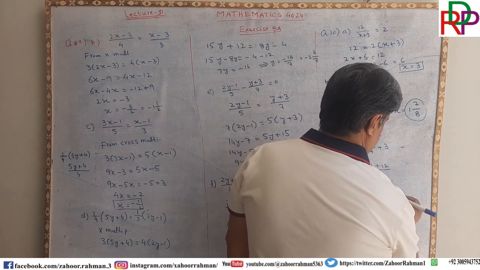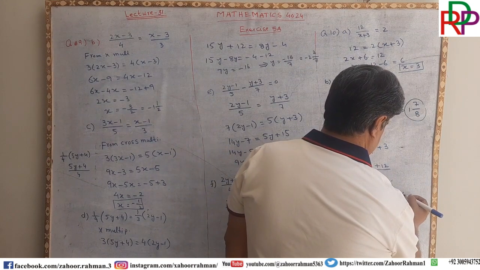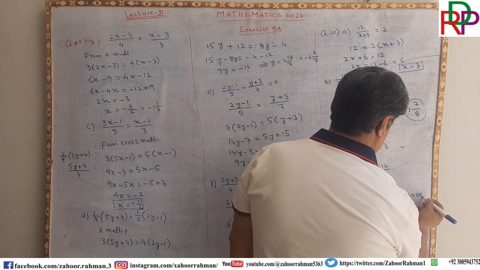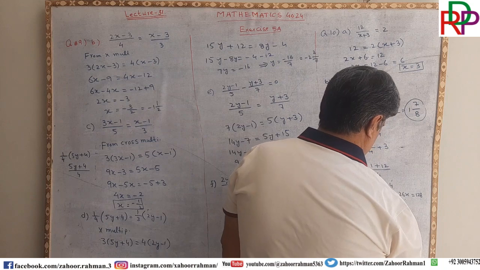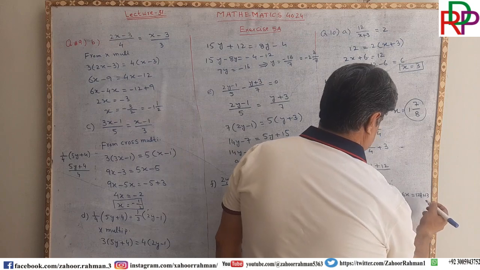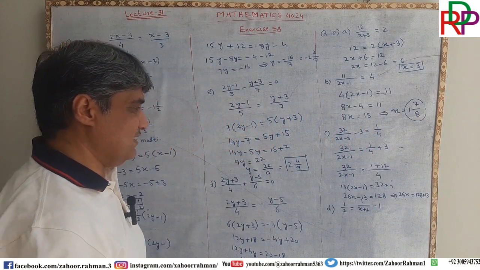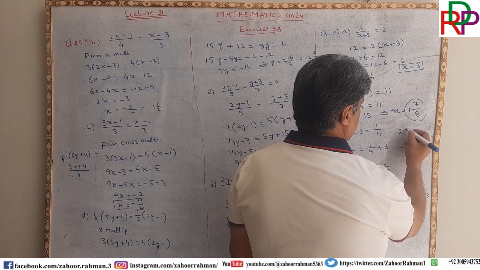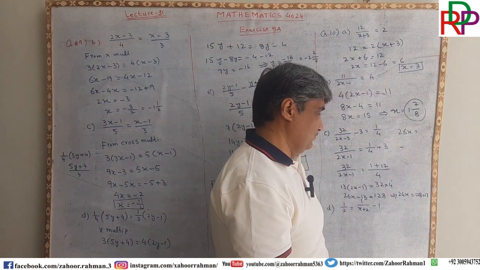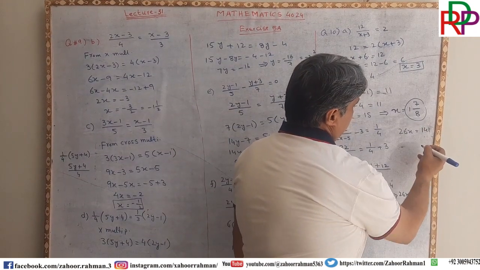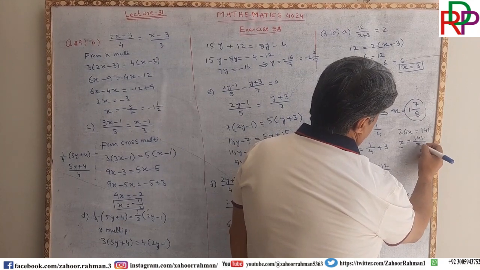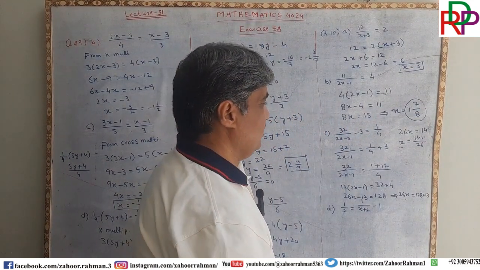and this implies that 26x is equal to 128 minus 128, and this will be plus 13. So when this is shifted to the other side, now here I am writing 28x is equal to 141. So x is equal to 141 divided by 26.